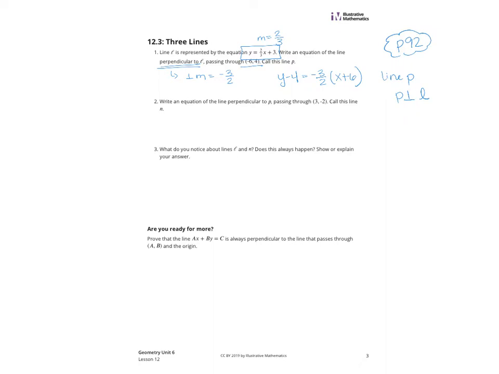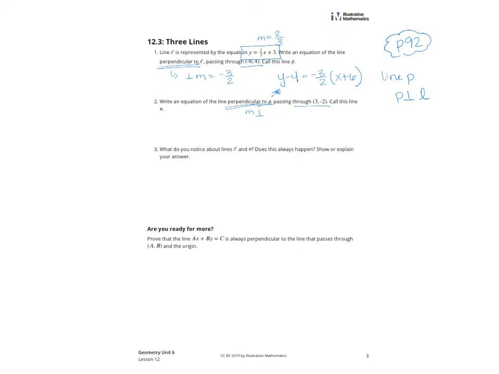It says write an equation of a line perpendicular to P. That's the one we just wrote in number 1. That's that line right there. Passing through (3, -2). So again, I need my slope to be perpendicular to P.